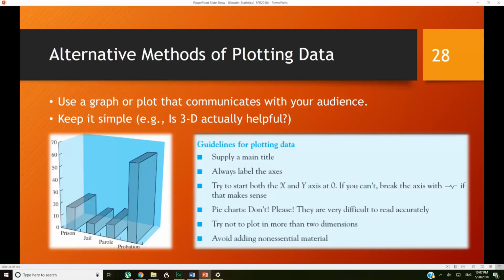When plotting data, remember these guidelines. Supply a main title. Always label the axes. Try to start both the x and y axes at 0. Avoid pie charts. Avoid plots of more than 2 dimensions. Avoid non-essential material.